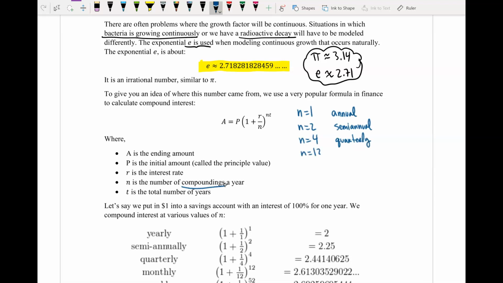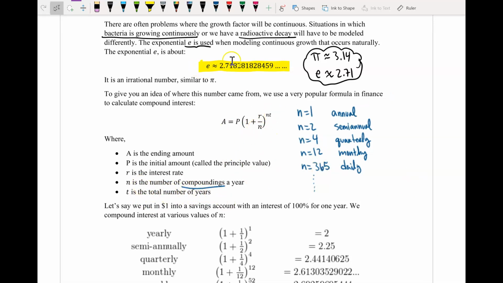If n equals 12, that means that the interest is being compounded monthly. If n equals, I don't know, 365, that means that the interest rate is being compounded daily. Okay, and so on and so forth. There are other types of compoundings, but these are usually the typical ones. And that's basically what this value of n stands for. And then T is the total number of years. So how much money for how long do you leave money in the bank?